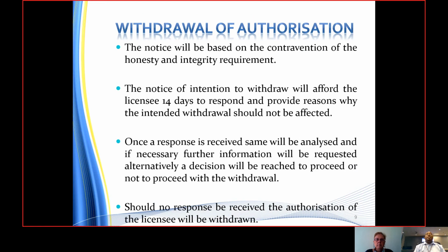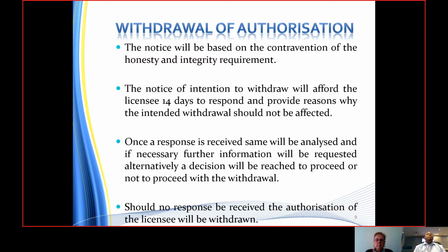So once a notice of withdrawal has been issued, that notice must be published on the FSCA website or any other appropriate media. In most cases, it will be on the website.